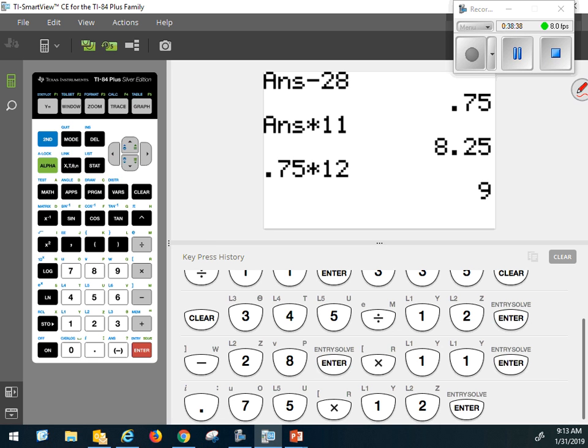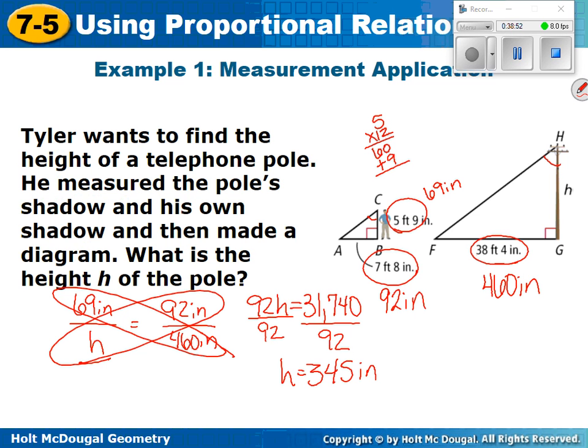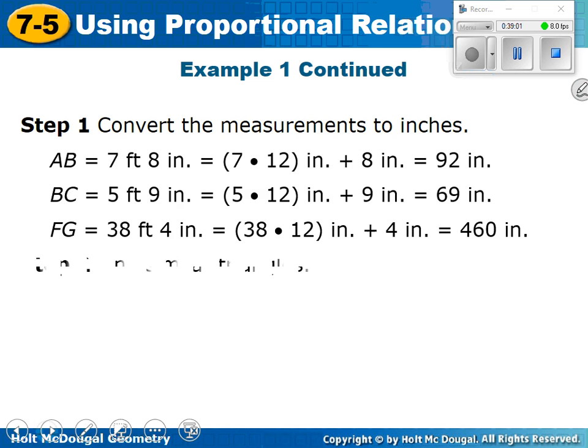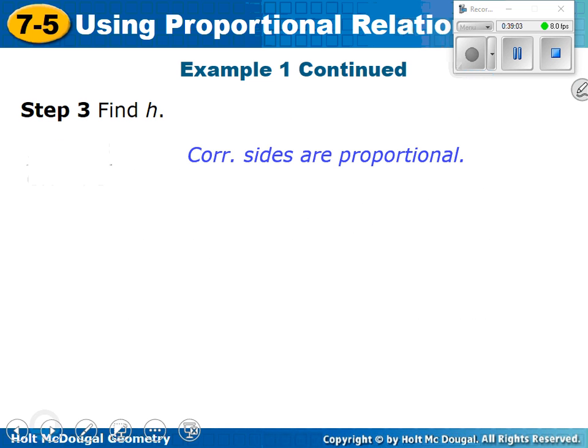So the height of the pole is 28 feet 9 inches. Make sure your answer makes sense. If you get that the pole's 3 feet tall, obviously that's probably not true. So think about that when you're answering your questions. All right, that's indirect measurements. Any questions on indirect? Okay, I think today's pretty easy as far as the math behind it.